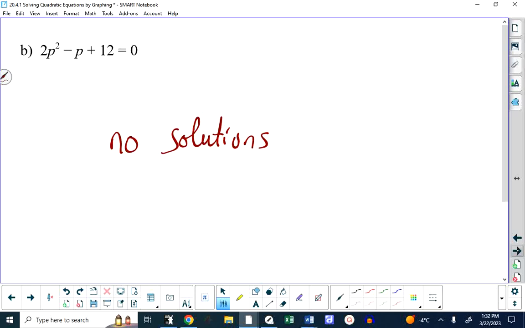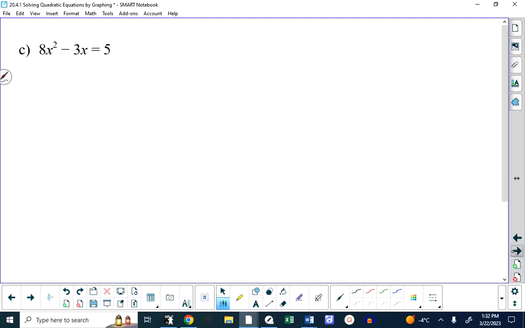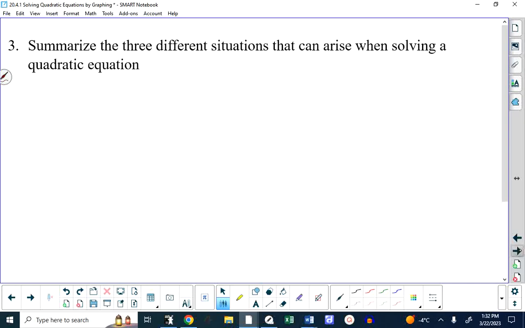There will be a way, when we return after a few more days of class, probably about the 4th day back, where we will learn how you can look at that and tell whether it has no solutions, 1 solution, or 2 solutions. Which brings us to, let's just skip over C and D, you get the idea. What are the 3 different situations that can happen with a quadratic equation?